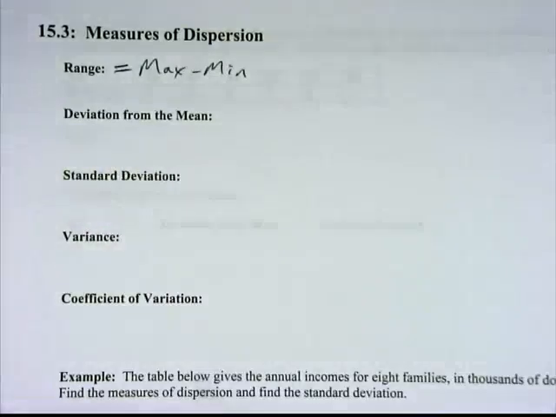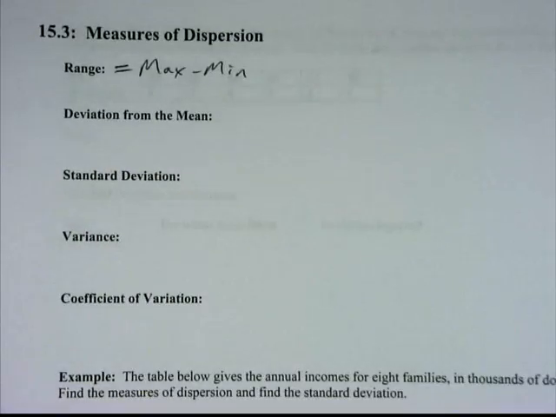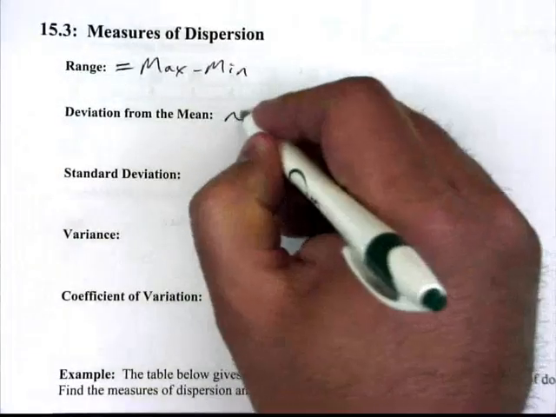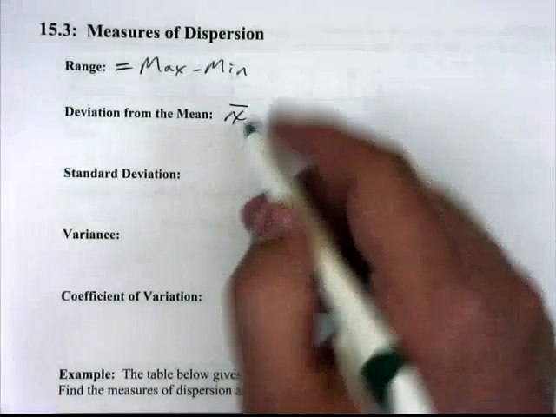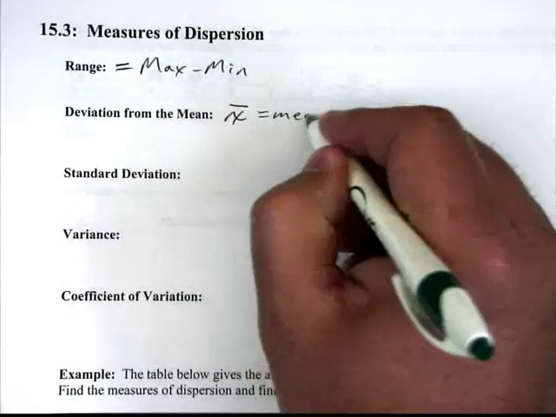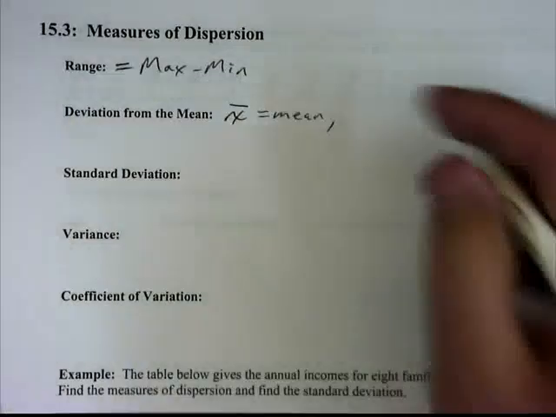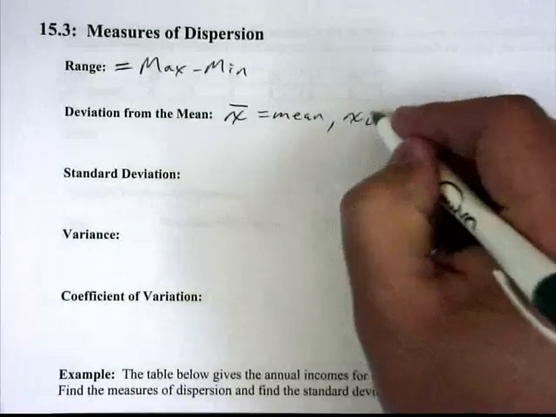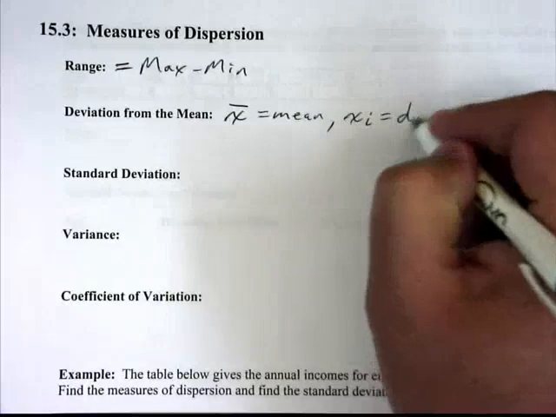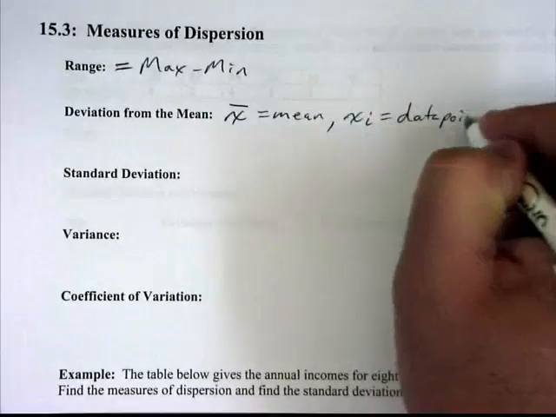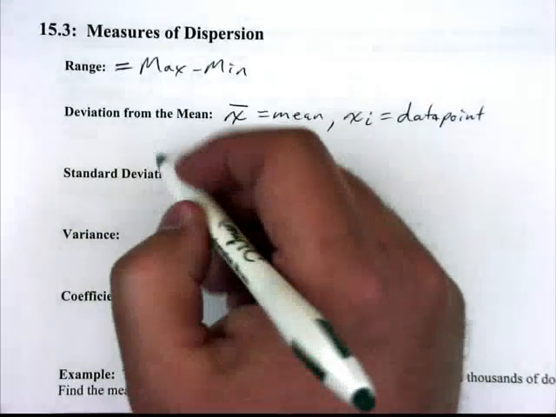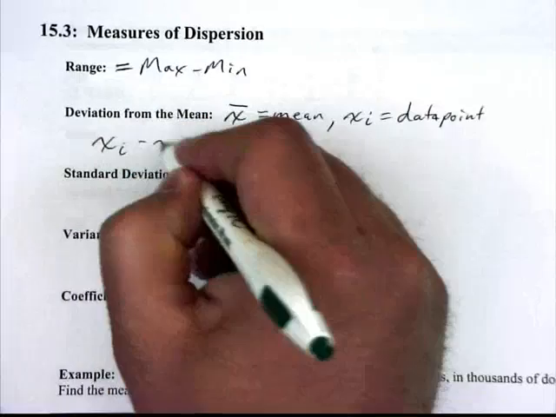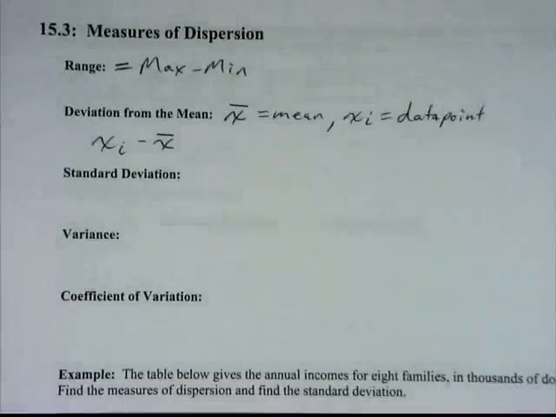Another thing that we can look at is the deviation from the mean. So if I have the mean, which we said several times ago was x bar, and if we say that the data point that we're interested in is x sub i, that's the data point, then the deviation from the mean is just the difference between that data point and the mean. It just says, here's how far away from the mean we are.